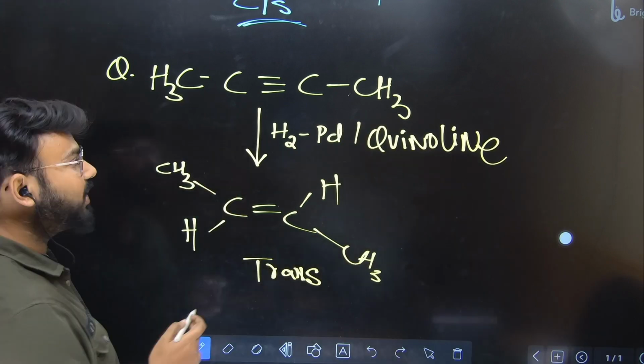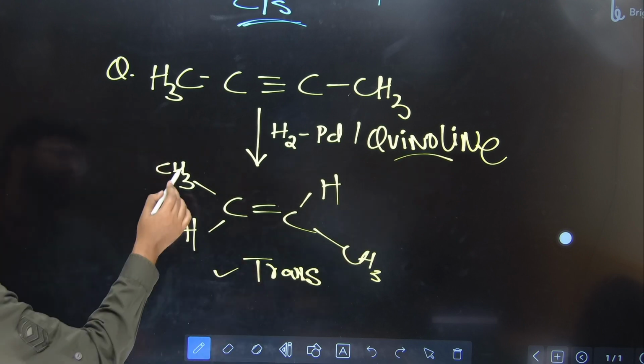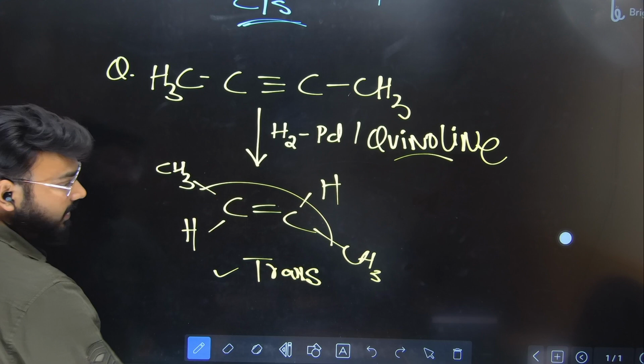So Tanishka, take a note of this. When quinoline is there, you will get trans alkene. See, the bigger groups are in the opposite direction. Bond angle is 180 degrees. Okay, is it clear?